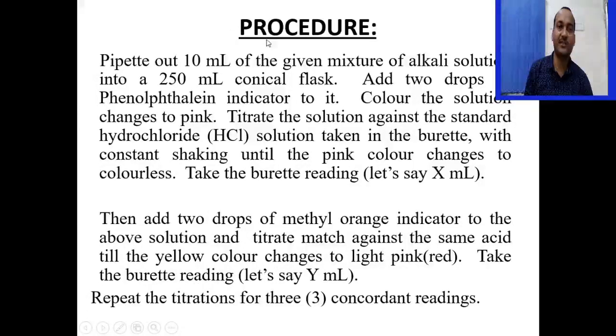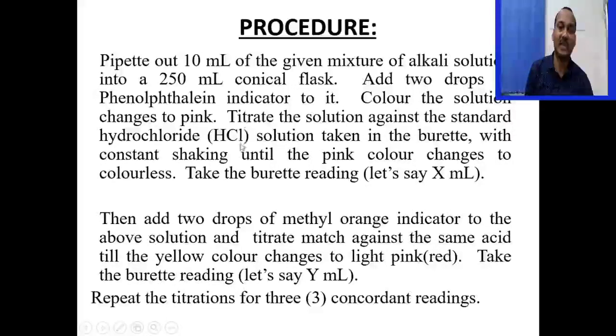So what is the procedure to do this experiment? So you have to pipette out 10 ml of the given mixture of alkali solution into a 250 ml conical flask. Then you add 2 drops of phenolphthalein indicator to it. Then the color of the solution changes to pink. And you have to titrate the solution against standard hydrochloric acid solution taken in the burette with constant shaking until the pink color changes to colorless.